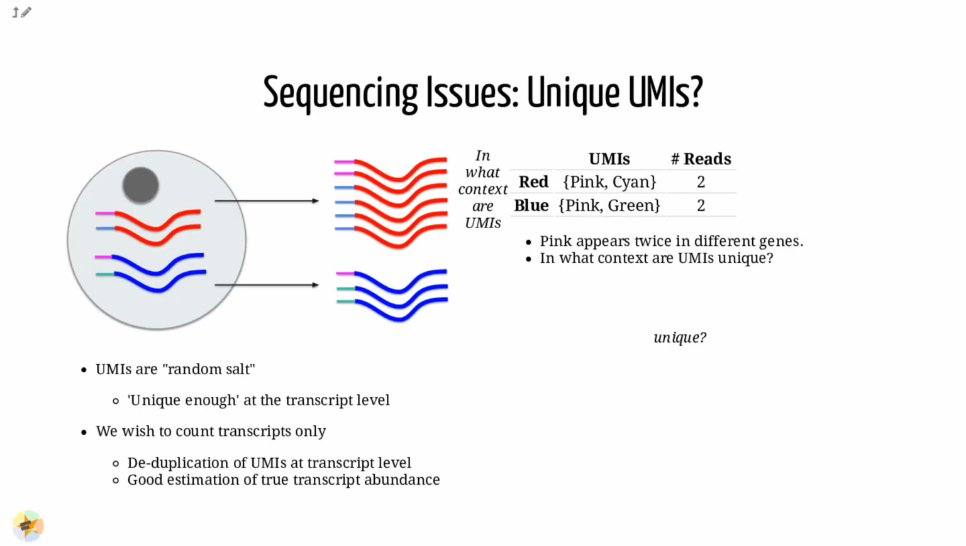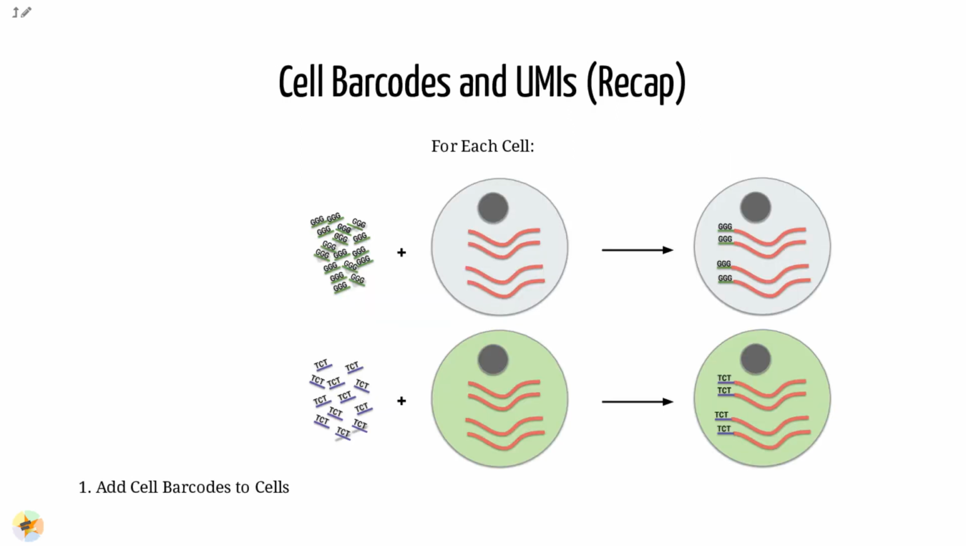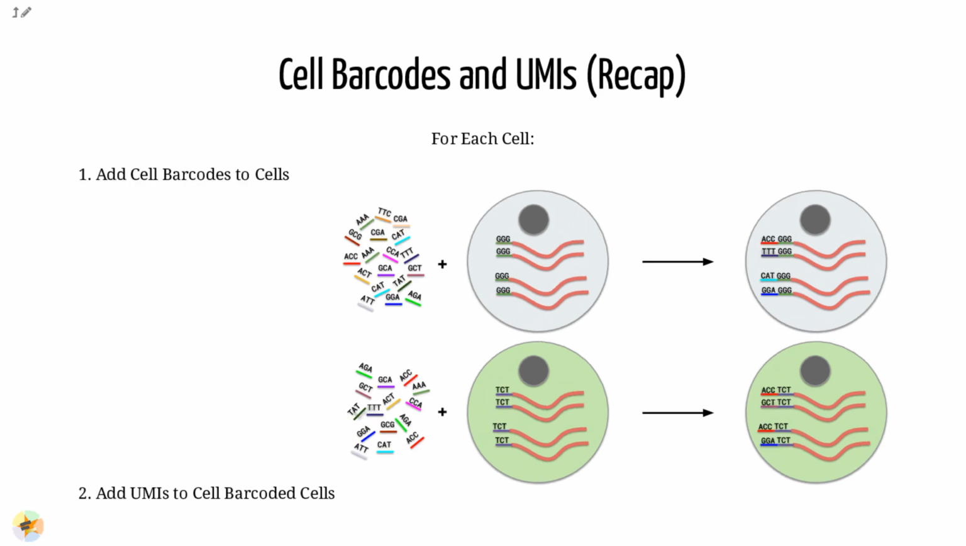In the context of amplification, UMIs do not need to be unique, they just need to be random enough to deduplicate transcripts in order to give a more accurate estimate of the number of transcripts within a cell. So let's just recap what we've learned. First, cell barcodes are added to each RNA molecule in each cell. Then we add random UMIs to all transcripts, which further tag the molecules. These can then be used to deduplicate the transcripts after amplification.